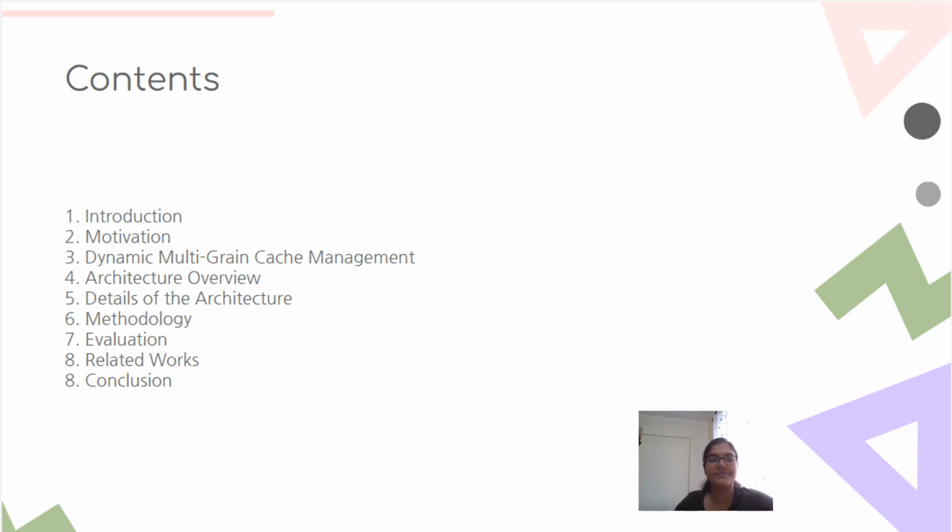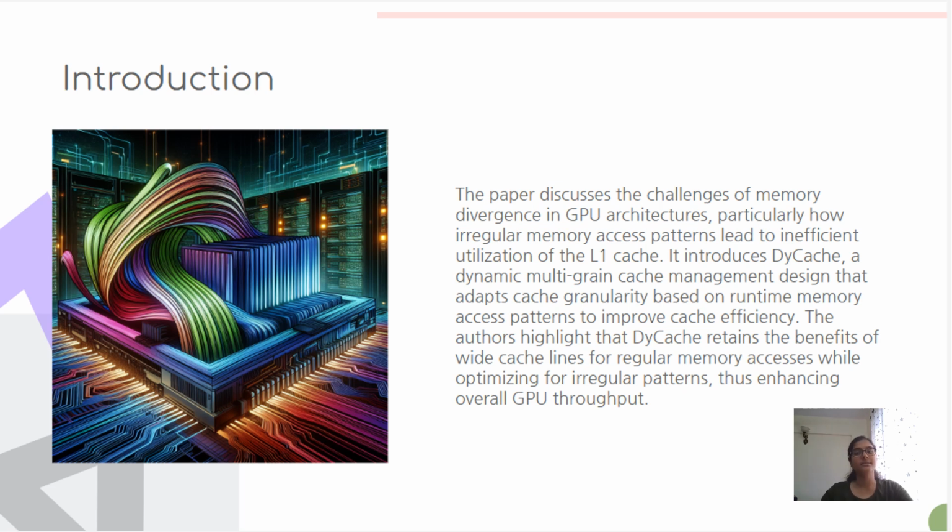So let's get started. The paper discusses the challenges of memory divergence in GPU architectures, particularly how irregular memory access patterns lead to inefficient utilization of the L1 cache. It introduces DyCache, a dynamic multi-grain cache management design that adapts cache granularity based on runtime memory access patterns to improve cache efficiency. The authors highlight that DyCache retains the benefits of wide cache lines for regular memory accesses while optimizing for irregular patterns, thus enhancing overall GPU throughput.